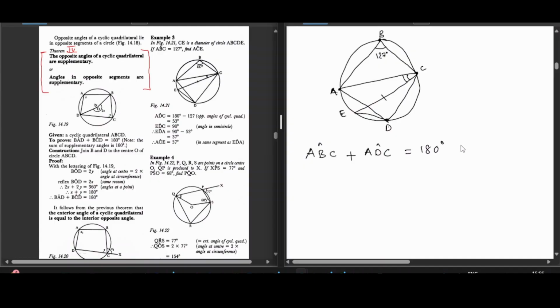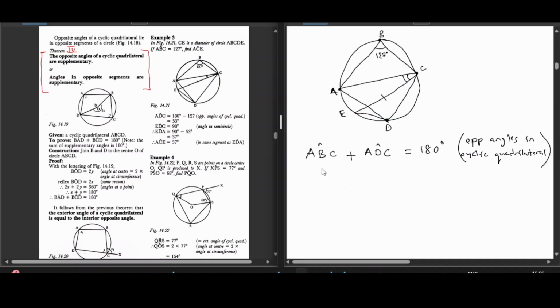Then I encourage you, if you can, to write a very short statement explaining how you arrived at it, just say opposite angles in a cyclic quadrilateral.